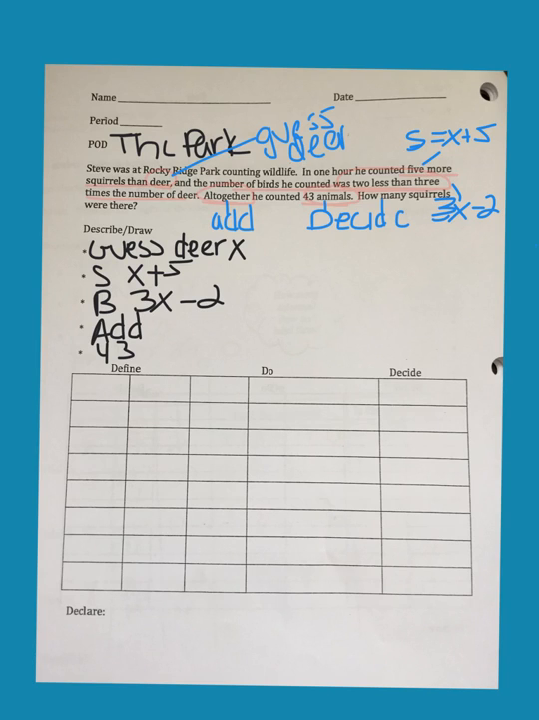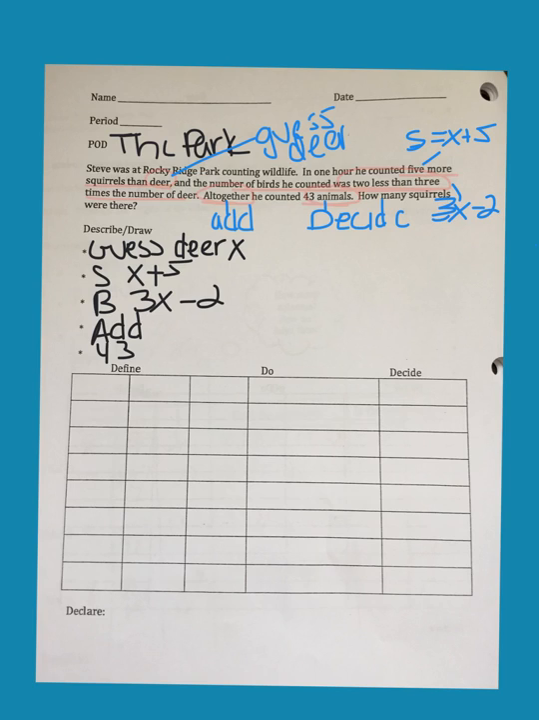So, the things that I thought were important. In 1 hour, he counted 5 more squirrels than deer. I chose deer as my guess because this is the one animal that we don't get any other information on. Because the only thing they do is compare the other animals to the deer, I made that my guess. The number of squirrels was 5 more. 5 more tells us we take our guess and then we add 5.